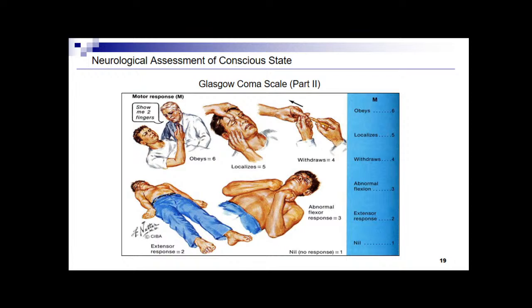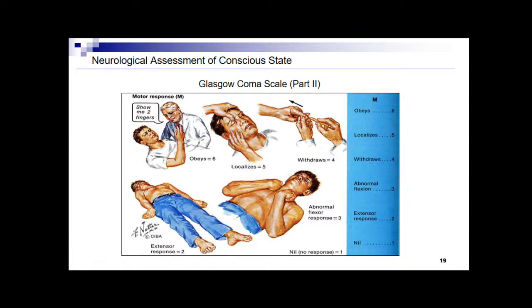The second part of the Glasgow Coma Scale is the motor response. If the patient is fully conscious, he moves his arms spontaneously. You can ask your patient, for example, show me your fingers, and he obeys the command. He shows his fingers to you. It means 6 points, a fully conscious patient.